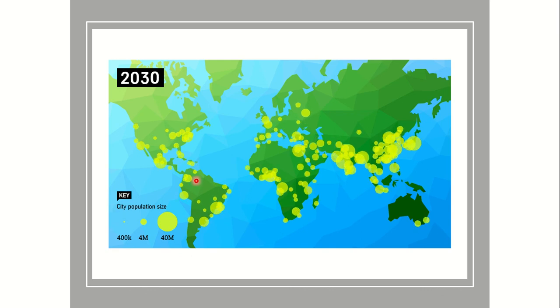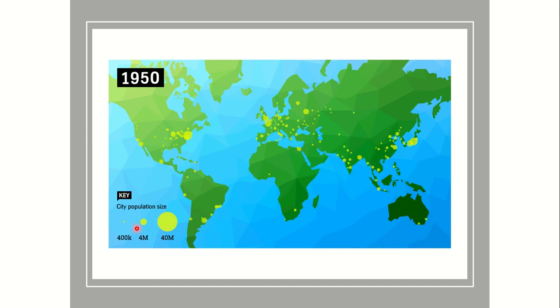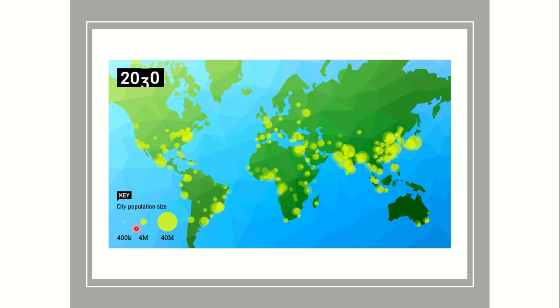The size of the circle you can get a gauge for from the key here, and the number of cities that are approaching the 40 million citizen size is a little bit scary if you look at where they are concentrated.